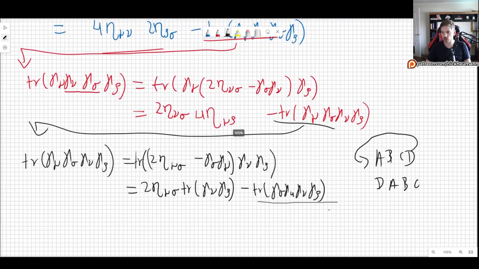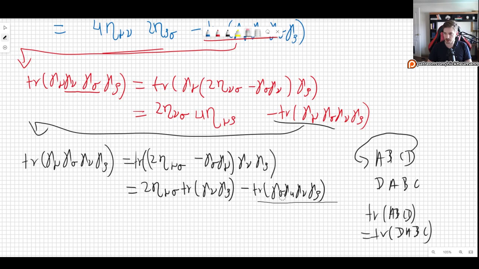All right, so we know that we can use the cyclic property of the trace, right? The trace of A, B, C, D is the same as the trace of D, A, B, C. Okay, so that means that this trace that we have right here is exactly the same as mu nu rho sigma. And why is this relevant?